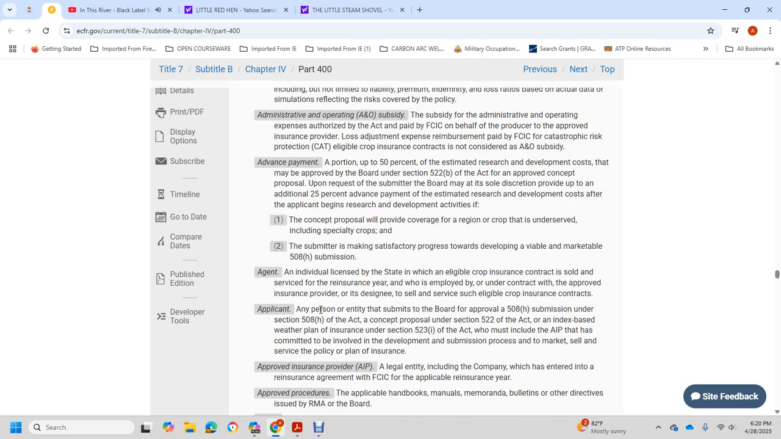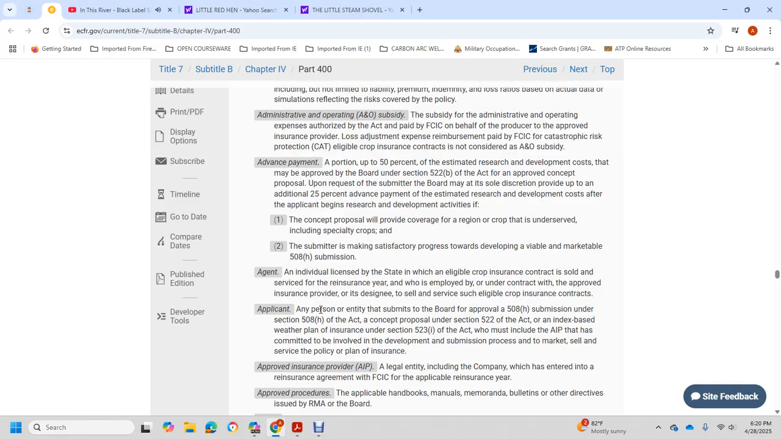Applicant, any person submitting to the Board under section 508(h) of the Act a concept proposal for an index-based weather plan of insurance under section 522(e) of the Act will include the AIP that has come into the development and submission process, marketing and sale, and service of the policy and plan of insurance.